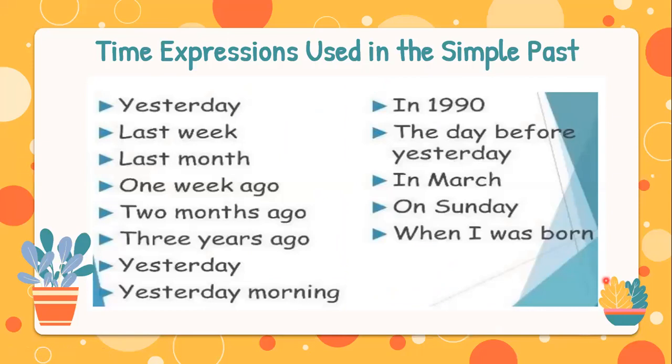Now, what are time expressions? Time expressions are expressions, as the title says, so we use expressions to express the time of that action in the simple past. For example, when I say, I played this and this yesterday, I'm expressing the time of that action which took place in the simple past, or last week, last month, 1 week ago, 2 months ago, 3 years ago, yesterday morning, in 1990, the day before yesterday, March, Sunday, or when I was born, etc.